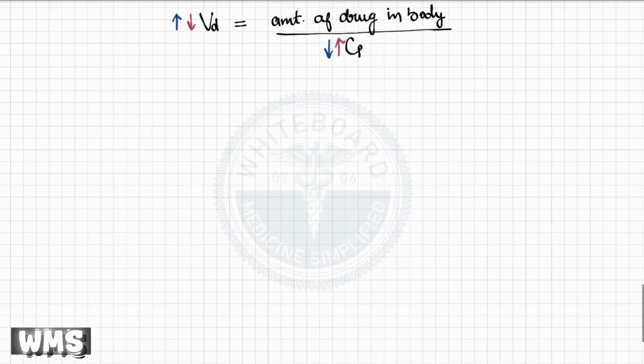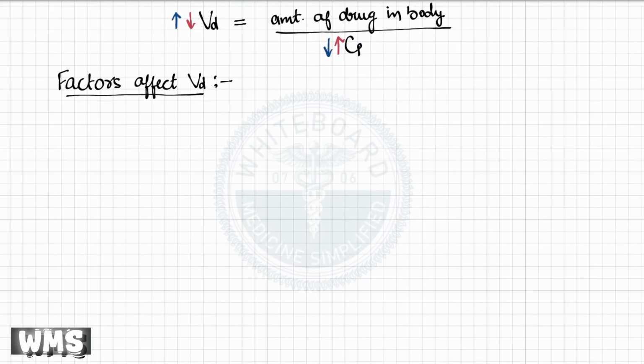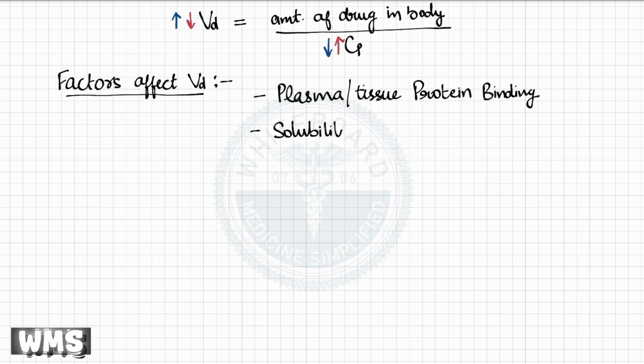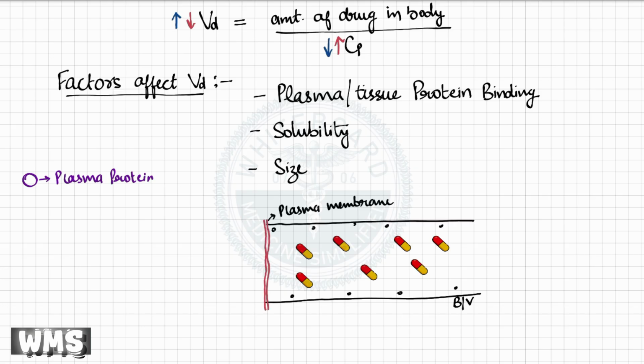Factors that affect the volume of distribution include plasma and tissue protein binding, drug solubility, and drug particle size. When a drug is strongly plasma protein bound, it remains confined within the bloodstream and is less available to move into surrounding tissues. In addition, if a drug is non-lipophilic, it struggles to cross cell membranes, which are primarily lipid-based. As a result, the drug stays predominantly within the plasma.